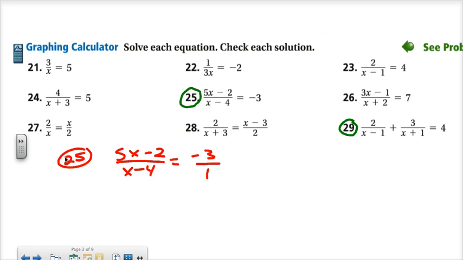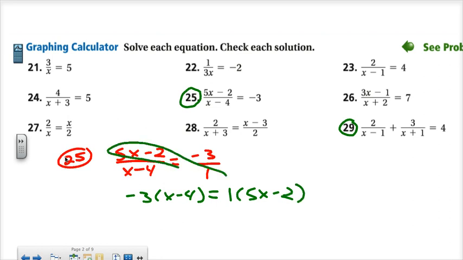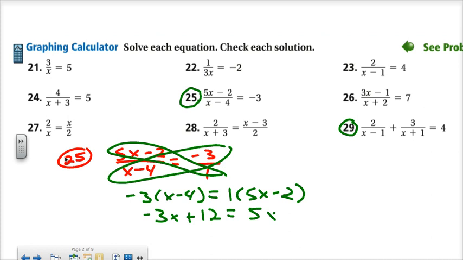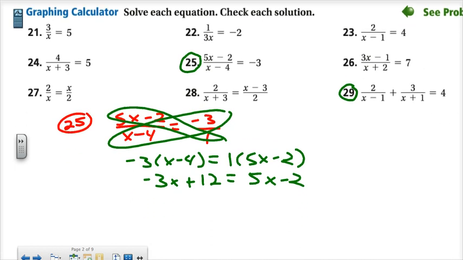So what we need to do is cross multiply this little bugger, which means taking -3 times x minus 4 and setting that equal to 1 times 5x minus 2. And we will get -3x plus 12 by distributing that -3, and of course just 5x minus 2 on the other side. And then we need to start solving.